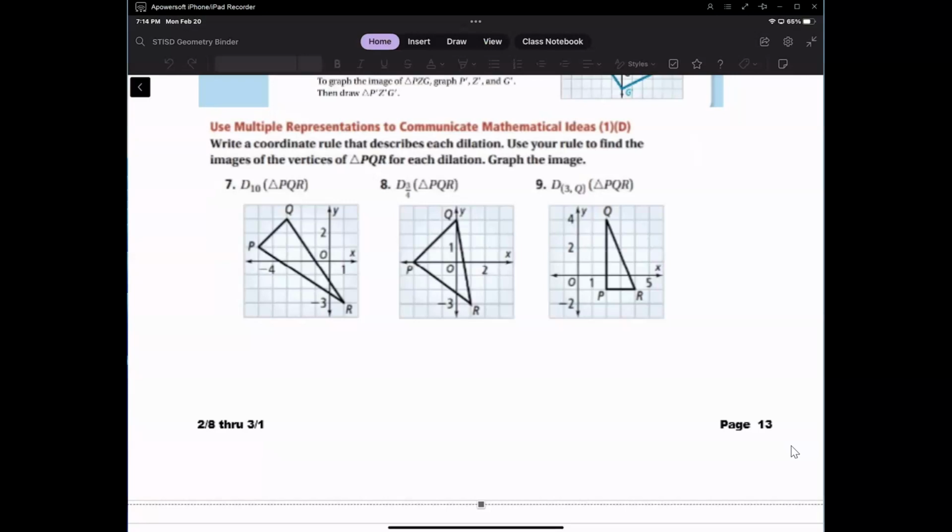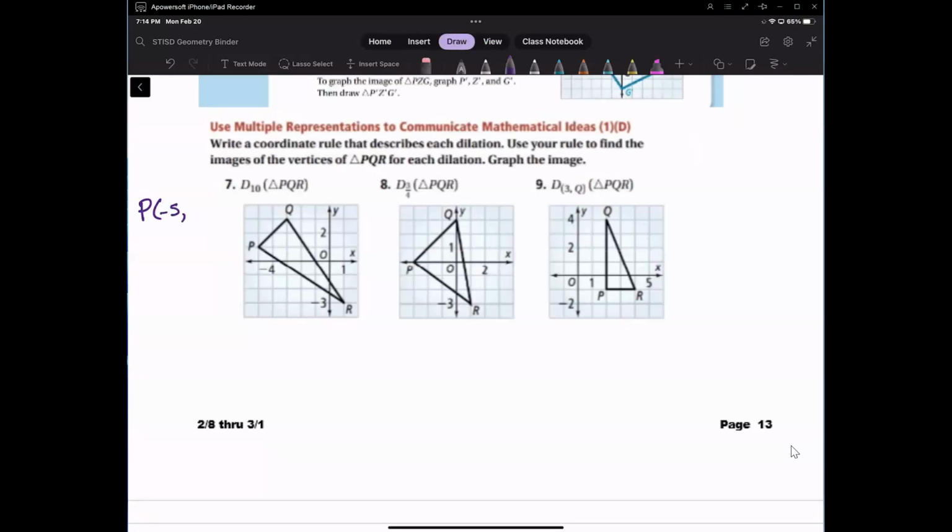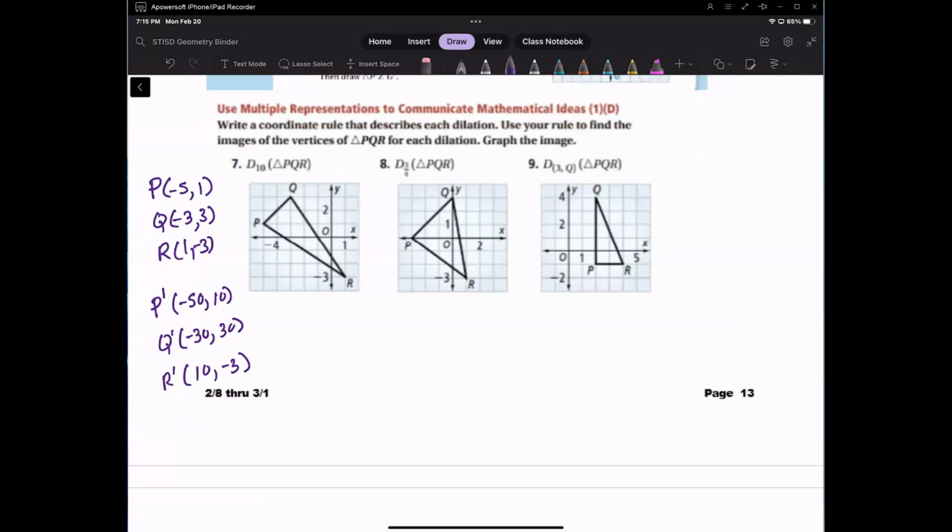So I'm going to go to P, and P is -5, 1. Q is -3, 3, and R is 1, -3. We're going to go ahead and write the rule for the dilation. It's a scale factor of 10. So P prime is going to be -50, 10. Q prime is -30, 30. And R prime is going to be 10, -30. And of course, we're not going to be able to graph that because it's an enlargement by a scale factor of 10.